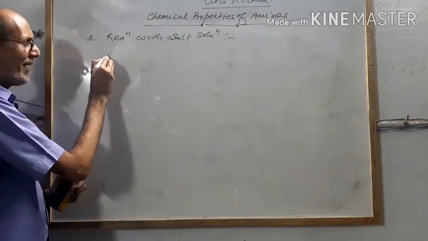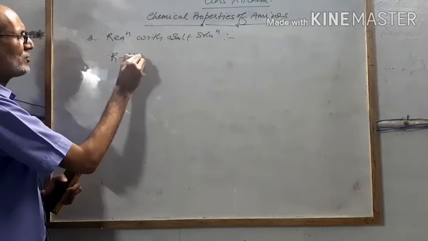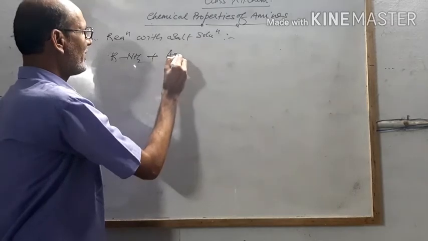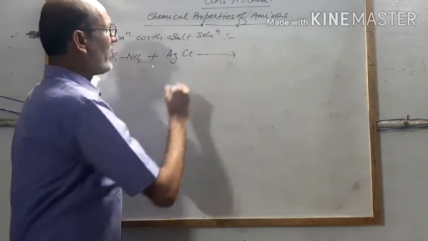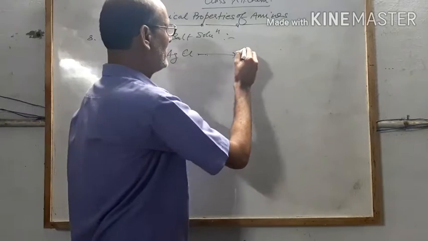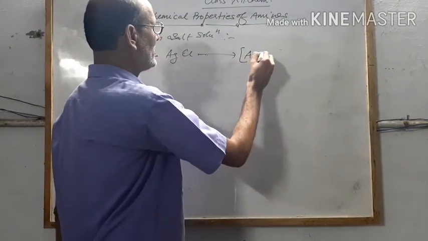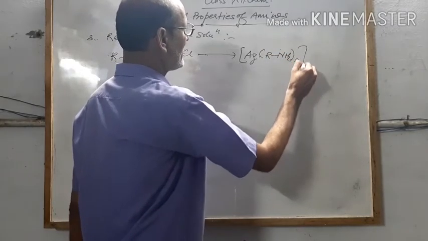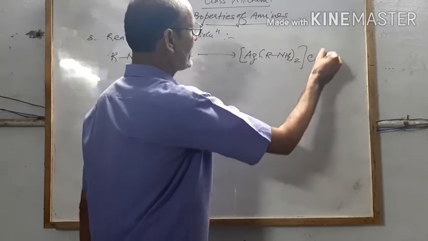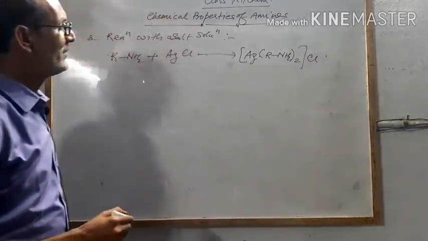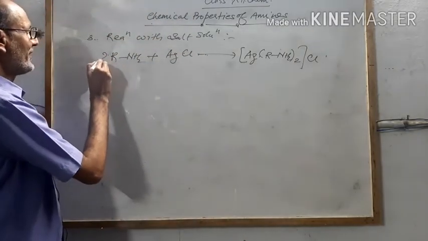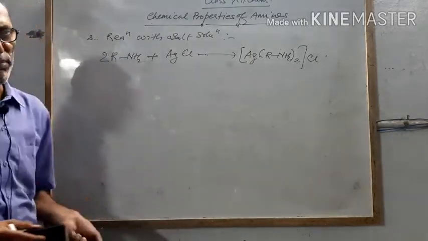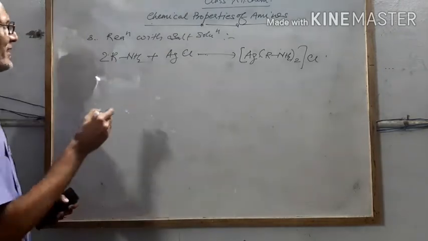So you are taking amines, this is RNH2 primary amine, and when it reacts with silver chloride, it will form the complex Ag(RNH2)2 Cl. This is the complex salt you will get. What will be the name and how can you write the examples? I am writing one example and then after you can write the name.